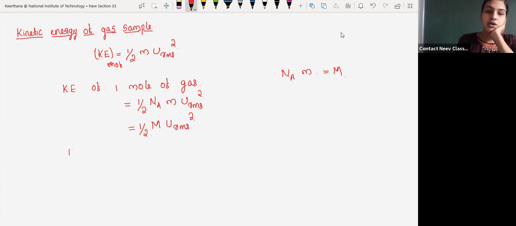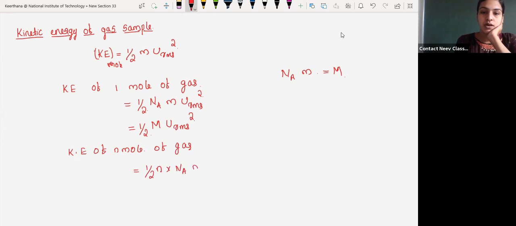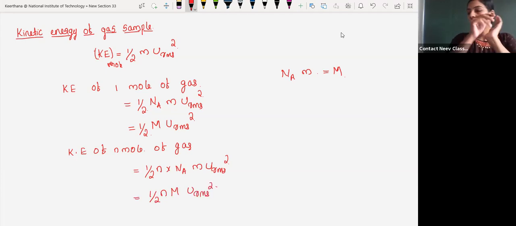And kinetic energy of n moles of gas, in the same manner, is equal to half into n into Na into m u RMS square, and I can rewrite this as half into n into molar mass into u RMS square. So these are the formulas for finding kinetic energy of gas.